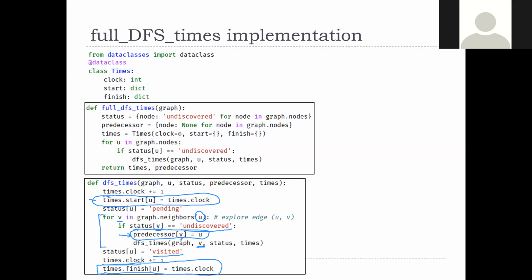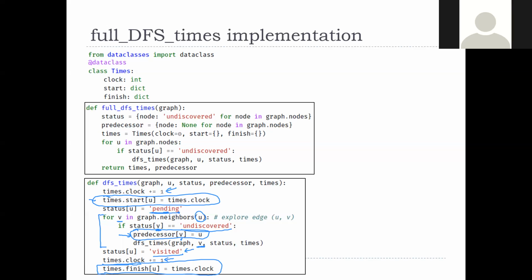So as we see, this is when we have a status change, that's why the clock would increment by 1. Same here. Now we're going to change a node from pending to visited. Then at that point, we increment the clock by another 1. So every time there's a status change, this clock will increment by 1.